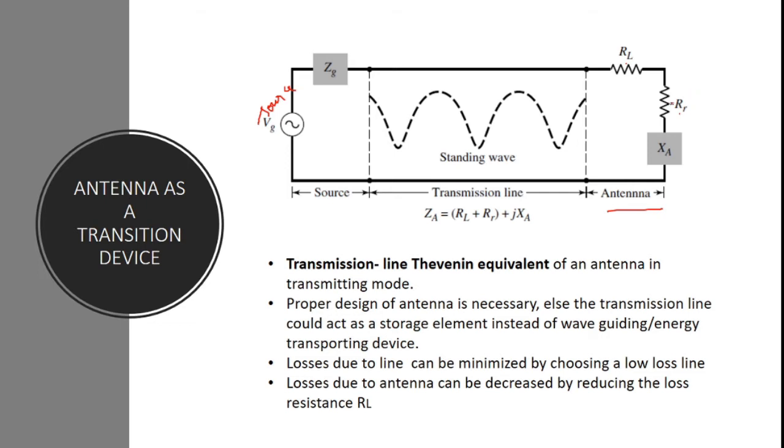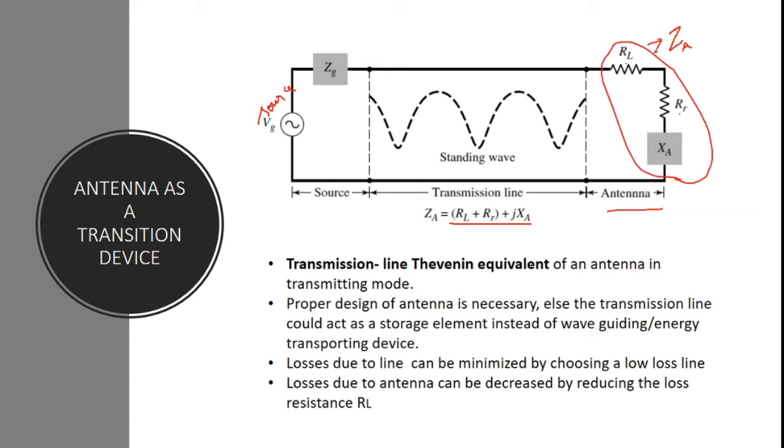RR stands for the radiation resistance, and this is a very important term as far as antenna is concerned. The radiation resistance is what defines the amount of radiation that has been produced by the antenna. Together, all these three elements RL, RR and XA give your antenna impedance, which is ZA. These two are in series, so it becomes RL plus RR, and the imaginary part is plus JXA. So the combination of RL plus RR plus JXA gives our antenna impedance ZA.